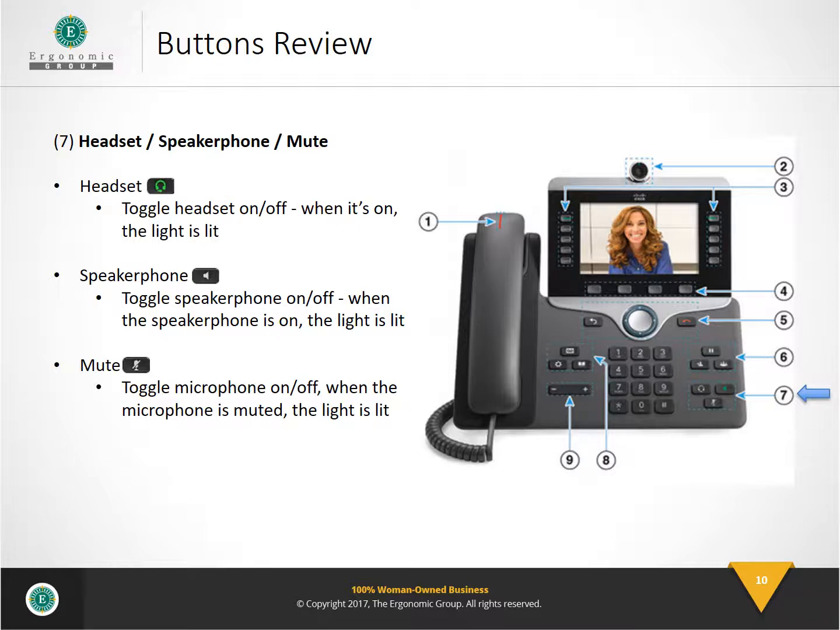The speakerphone button. This is used to toggle speakerphone on and off. When the speakerphone is on, the light will be lit. The mute button. This is used to toggle your microphone on and off. When the microphone is currently muted, the light will be lit.